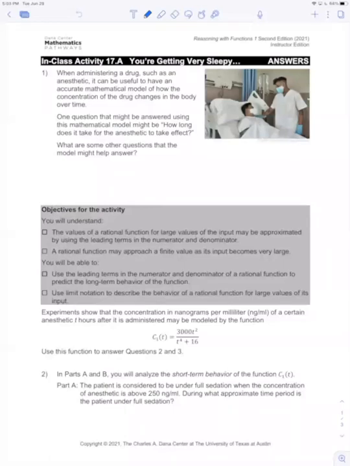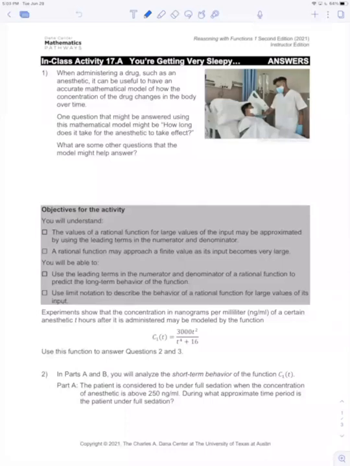Experiments show that the concentration in nanograms per milliliter of a certain anesthetic T hours after it is administered may be modeled by the function C1 of T equals 3000 T squared over the quantity T to the fourth plus 16. Use this function to answer questions 2 and 3.